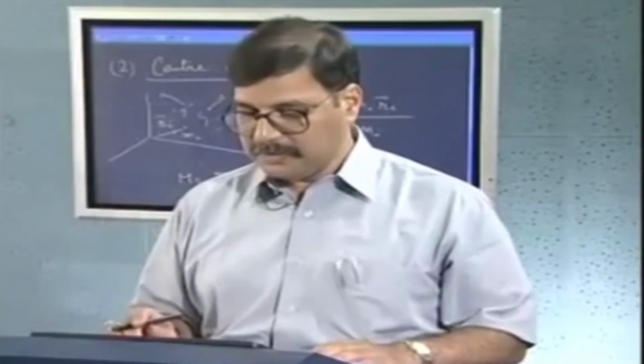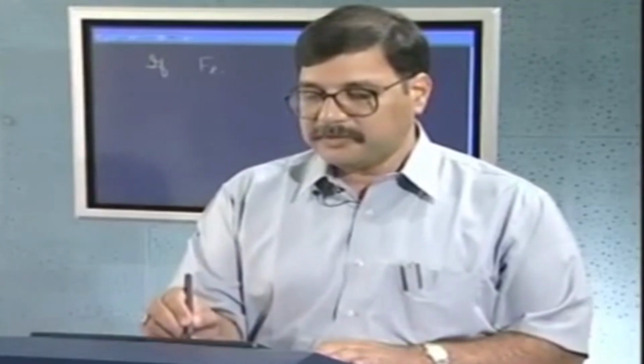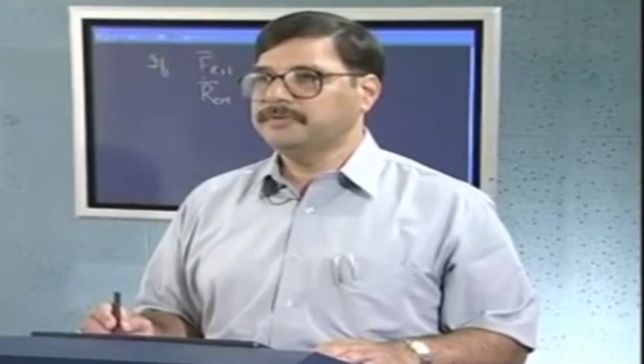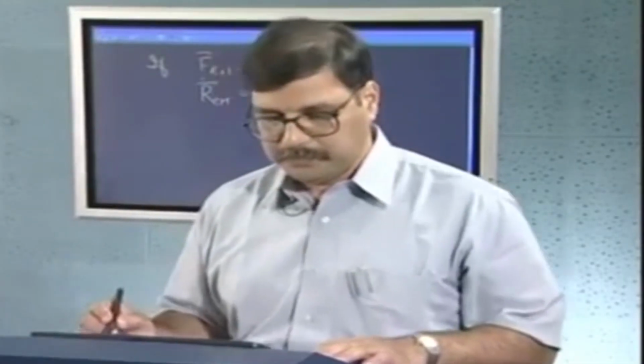In other words, if F external, the net external force, is 0, I am going to have RCM dot equal to constant. That is, the center of mass would keep on moving with constant velocity. We solved one example using this in the previous lectures.